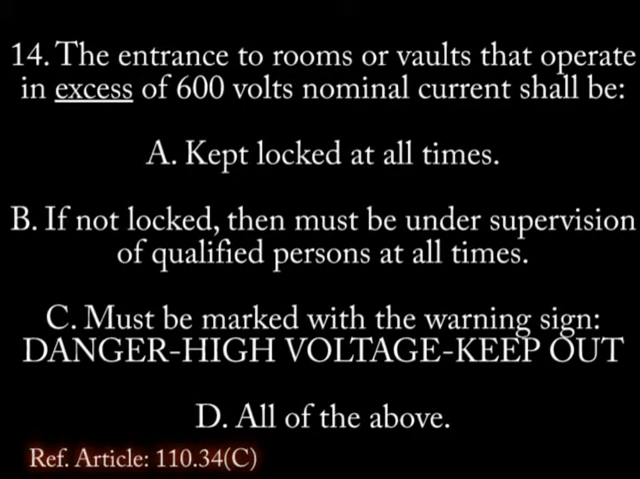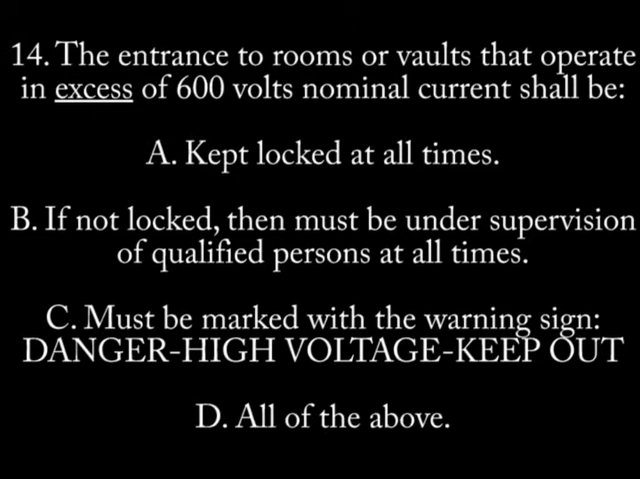Question 14. The entrance to rooms or vaults that operate in excess of 600 volts nominal current will be A. Kept locked at all times. B. If not locked, then must be under supervision of qualified persons at all times. C. Must be marked with the following warning signs: danger, high voltage, keep out. D. All of the above.